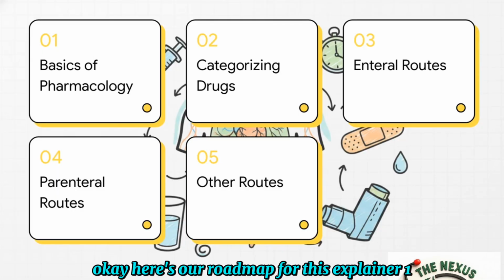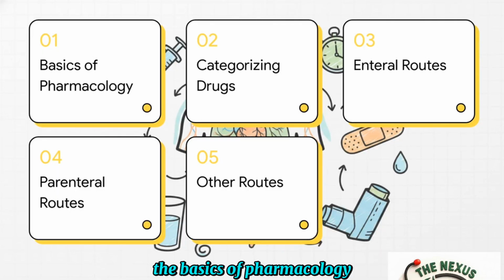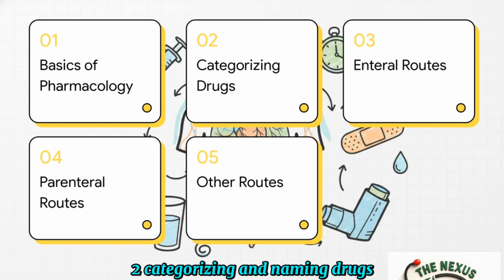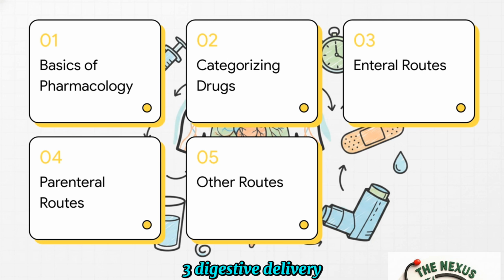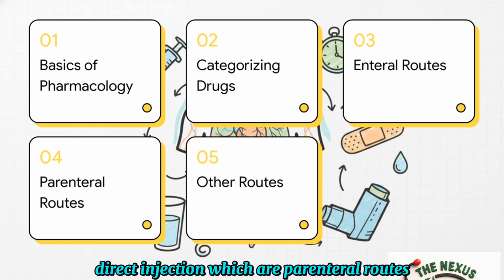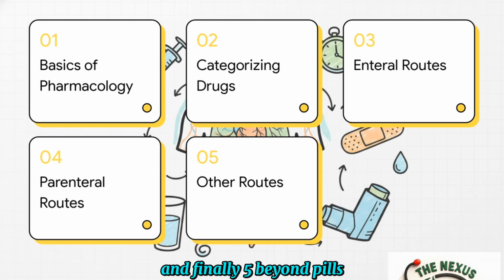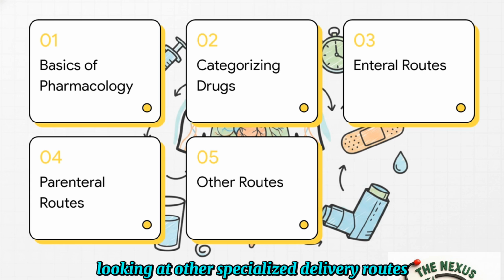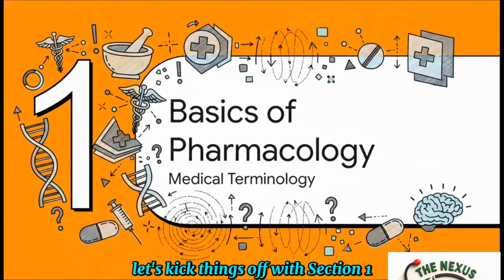Okay, here's our roadmap for this explainer. 1. The basics of pharmacology. 2. Categorizing and naming drugs. 3. Digestive delivery, so enteral routes. 4. Direct injection, which are parenteral routes. And finally, 5. Beyond pills, looking at other specialized delivery routes. Let's kick things off with Section 1, the basics of pharmacology.